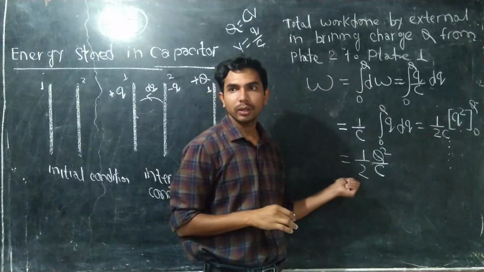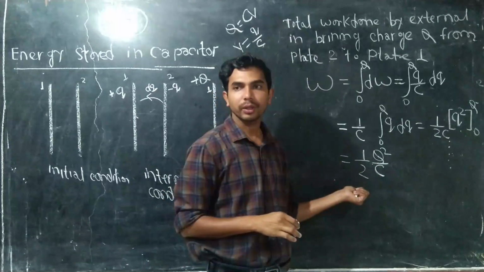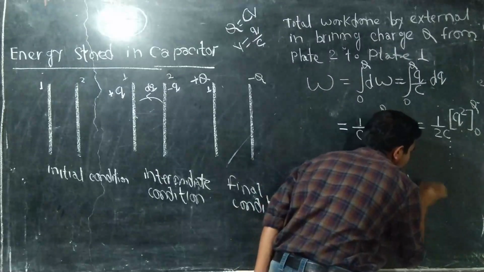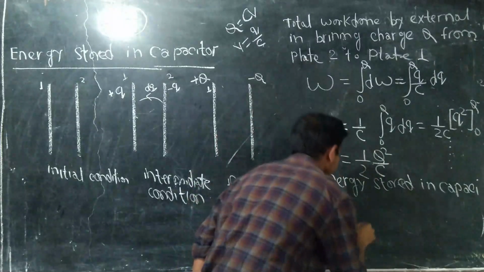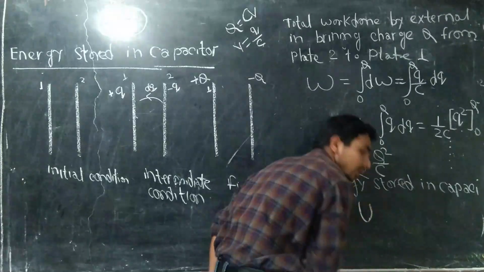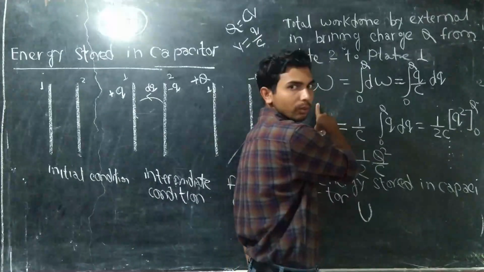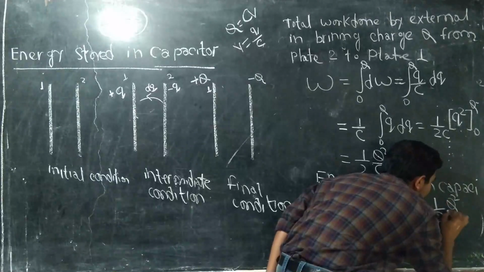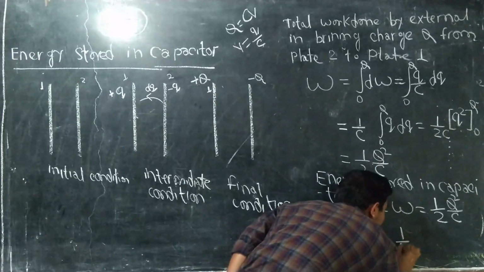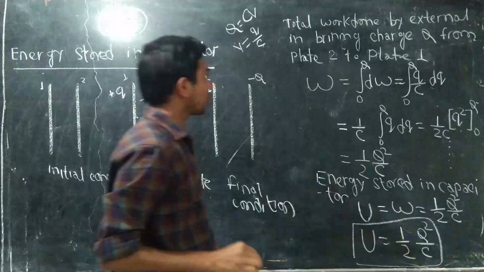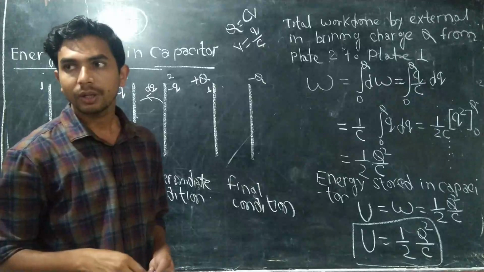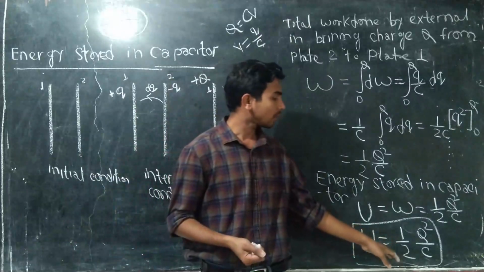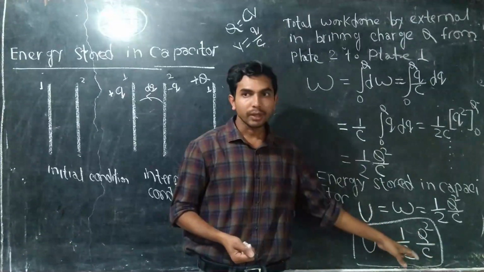So work done we calculated, and this work done will be the energy stored in the capacitor. Suppose U is the energy stored in the capacitor, and that U will be equal to W, and W is how much? Half Q square by C. So this is your formula to calculate potential energy, or energy stored in a capacitor. If the charge on the capacitor is Q, the potential energy will be 1 by 2 Q square by C.